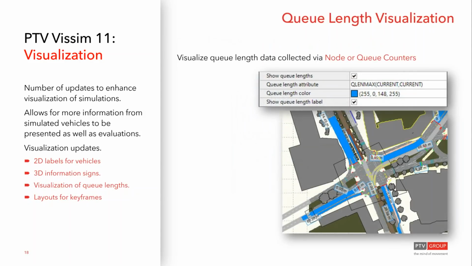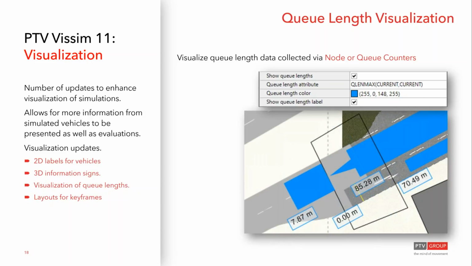Okay, the next visualization feature is that we have now included a visualization for queue lengths. So this means that graphically within the network editor and on links, we can see the extent of a queue length for each time interval of the evaluation. And this relates to queue counters and node evaluation as well. And we can change different attributes, so we can have it by queue length color, we can have it as a queue length max and average, and we also get labels as well to actually provide the empirical data that shows the exact length of the queue.